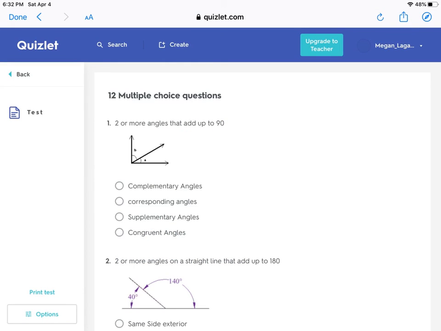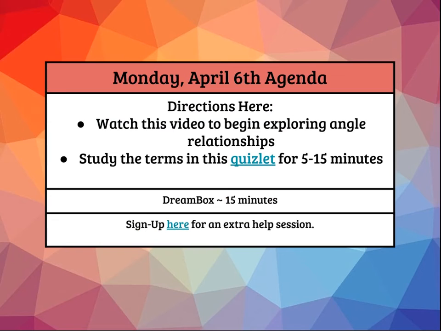So you'll have the picture. Here we go. Here's what it sets up. You get a bunch of answers to choose from. 2 or more angles that add up to 90 degrees. Oh, I know that one. Do you? It's complementary angles. And then it will go on like that. So that's a good way to practice for this too. So the point is just start to get yourself familiar with the angle vocabulary.